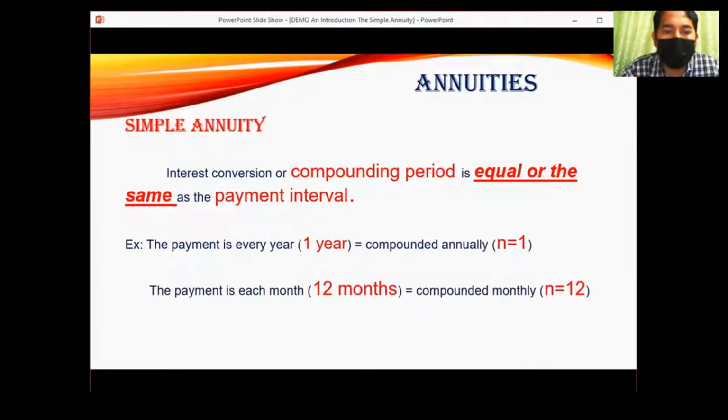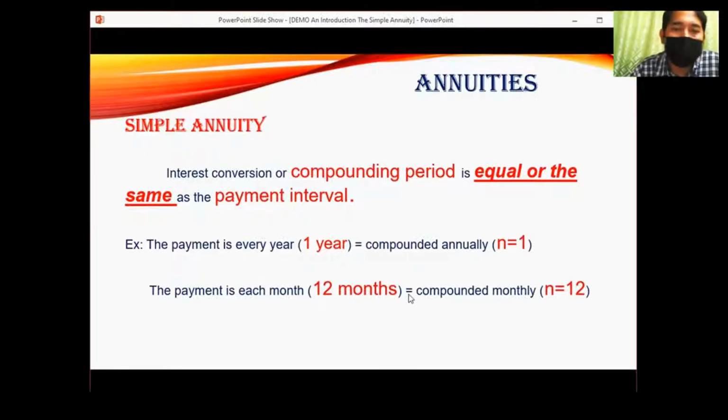Kailan ka magbabayad ng utang mo or investment mo or any deposit for that matter? Payment is made each month. Okay? In 1 year. Each month in 1 year. So how is that kung each month in 1 year? Ilang beses ka magbabayad? 12 months.